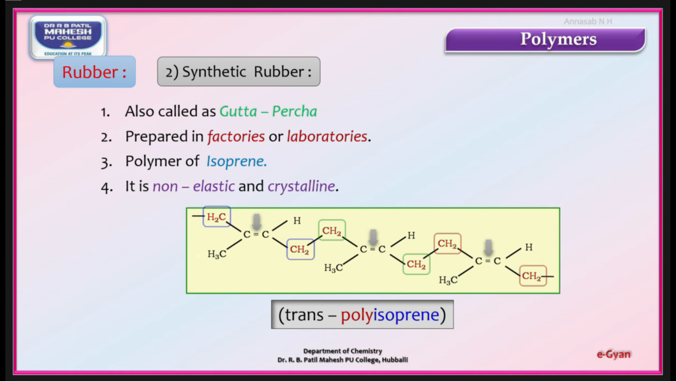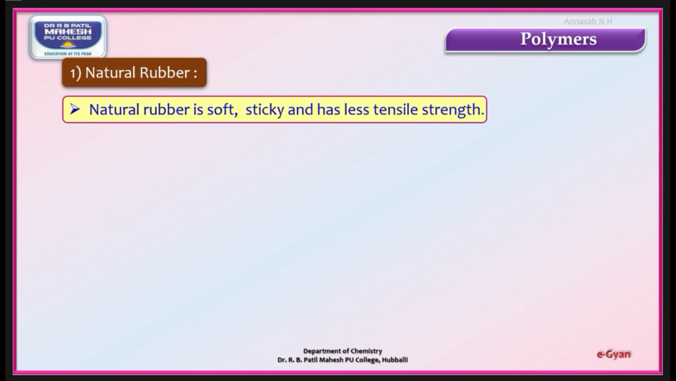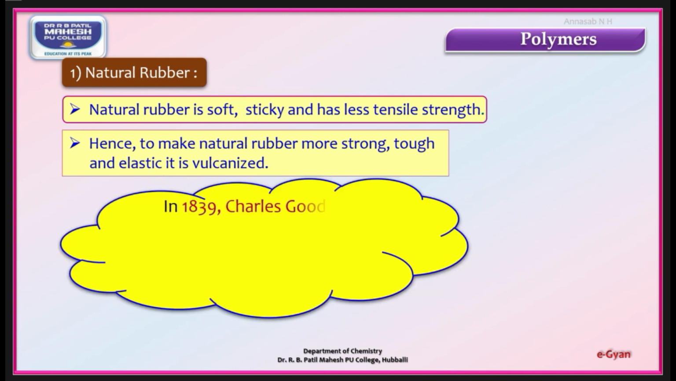Moving to the next part, natural rubber. Properties of natural rubber: it is soft, sticky, and has less tensile strength. Hence, to make natural rubber stronger, tougher, and more elastic, it is vulcanized to bring strength, toughness, and elastic property to the natural rubber. This process, vulcanization, was first carried out in the year 1839 by Goodyear.